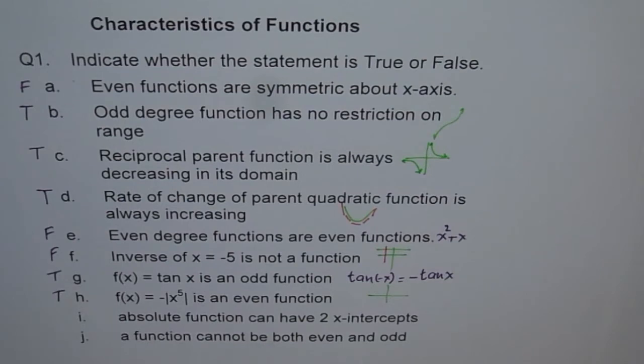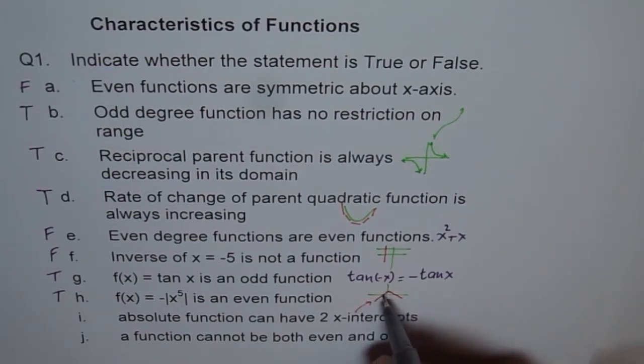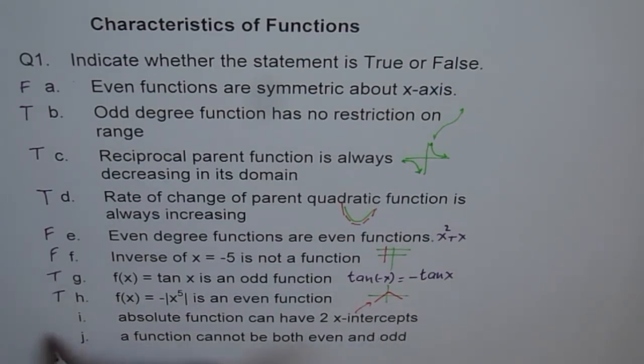Absolute function can have two x-intercepts. That is true. We can make an absolute function like this, right? Two x-intercepts. You can always transform a function, bring it down, up, reflect. So it can have, right? It may not have 2, but it has option for having 0, 1 or 2, 3 options. So 2 is definitely a possibility.